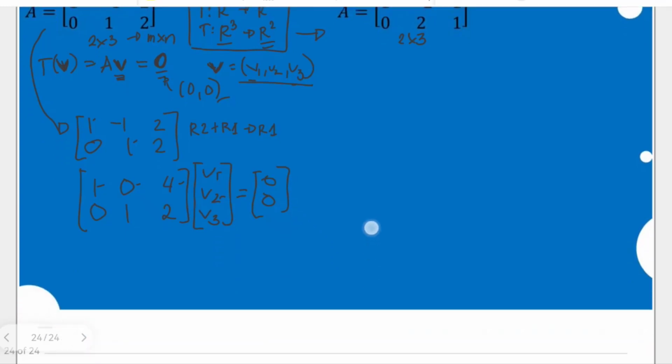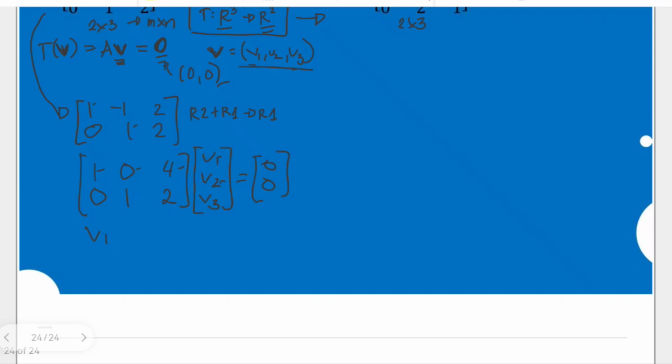So the form here, we have v sub 1 plus 0 v sub 2 plus 4 v sub 3 is equal to 0. The second is v sub 2 plus 2 v sub 3 is equal to 0. We still have 2 unknowns per equation, so we can let v sub 3 be an arbitrary constant t.